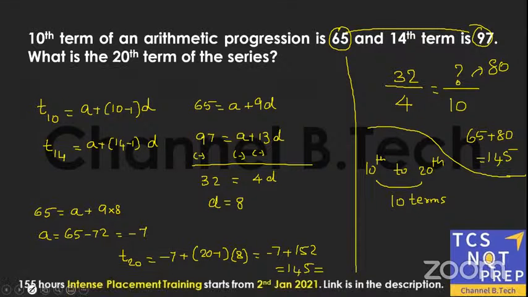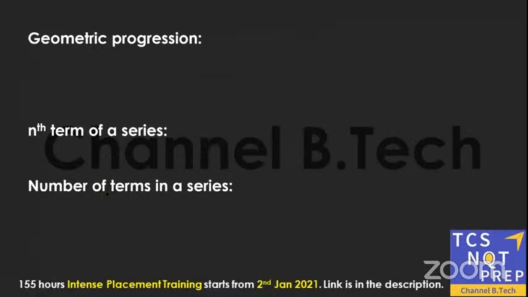Now, let us see the next one. Geometric progression. All right. So let us see what is geometric progression first. I have 1, then I have 3, then I have 9, then I have 27, 81, 243. Like this, it will go on. So what is happening here? First term is multiplied with 3 to get the second term. Second term is multiplied with the same 3 to get the third term. Right? Like this.